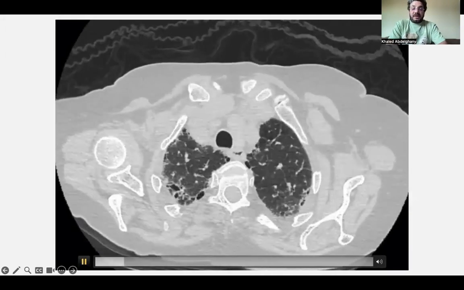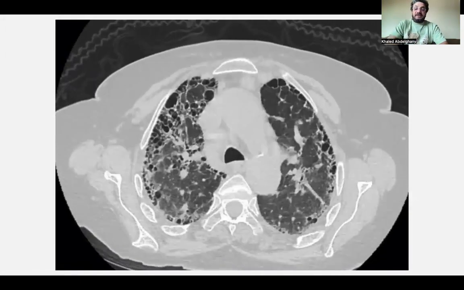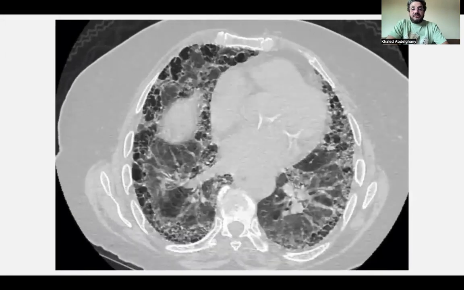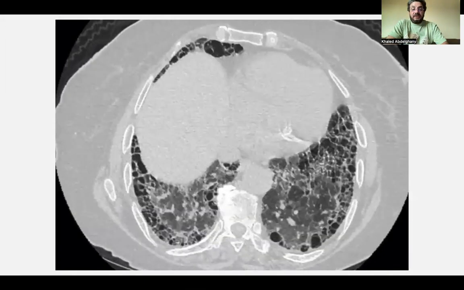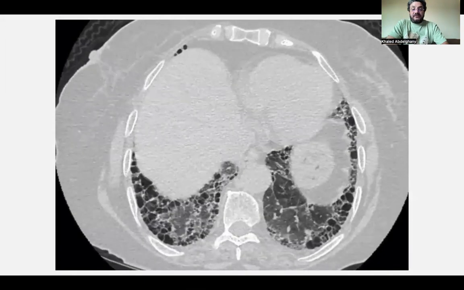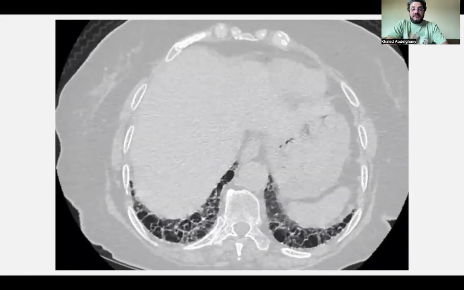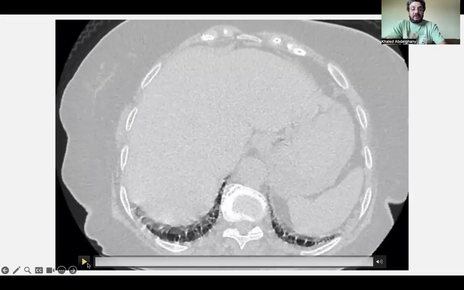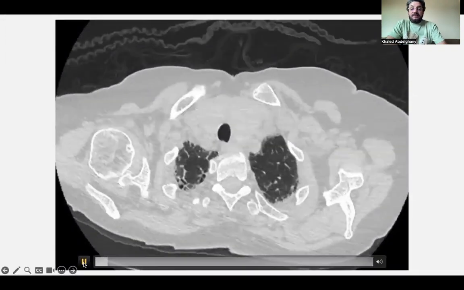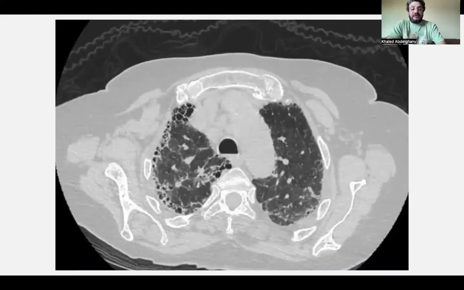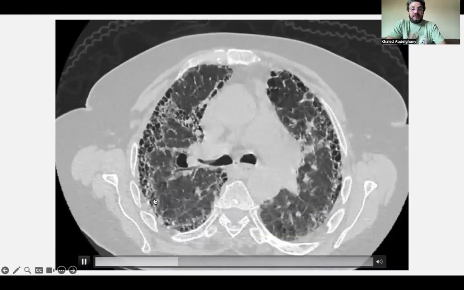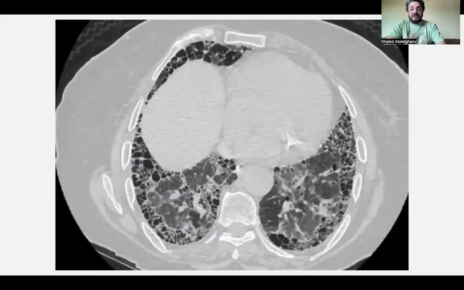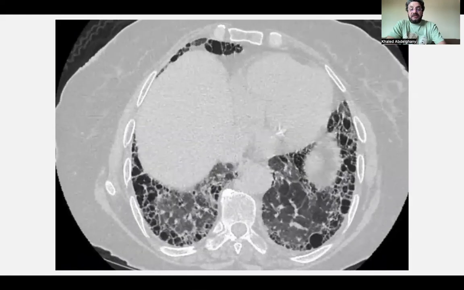Here we have a case of fibrosing lung disease. The dominating feature is honeycombing. So we have the differential diagnosis of honeycombing, which is typical UIP or alternative diagnosis that can present with honeycombing. The honeycombing is peripheral, confined to the periphery, increasing in an apicobasal gradient into the bases.